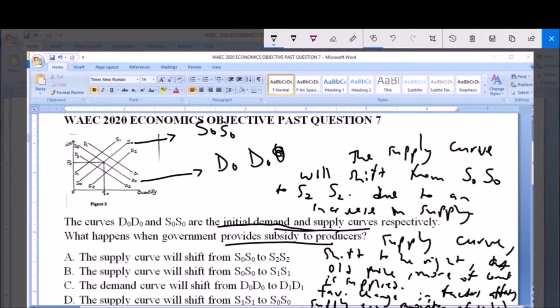So what happens is that once the government provides subsidy, the cost of production of this commodity will reduce, and hence the producers will be able to produce more of these products due to this subsidy. If they are able to produce more, it means that the supply of the product in the market will increase, and that is why the curve will shift to the right, from S0, S0 to S2, S2. So as we have rightly established, the supply curve will shift from S0, S0 to S2, S2, which is option A, and is the correct answer to this question.